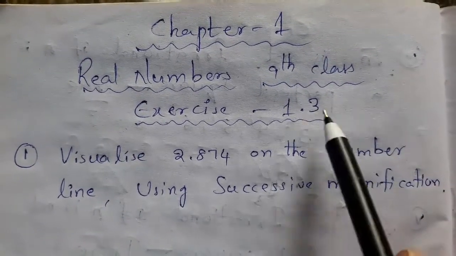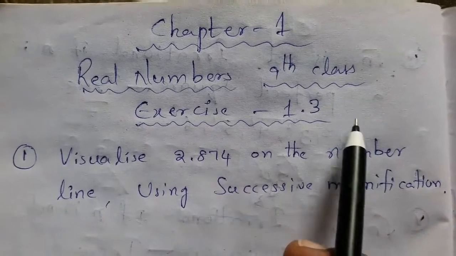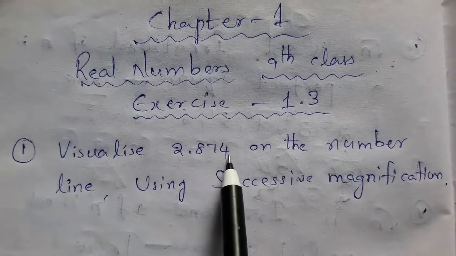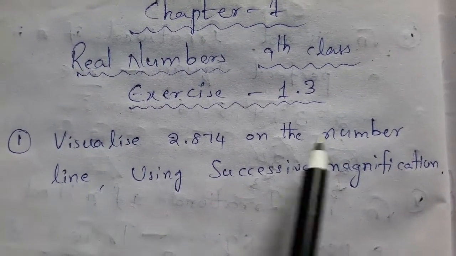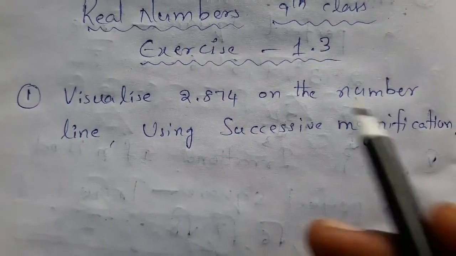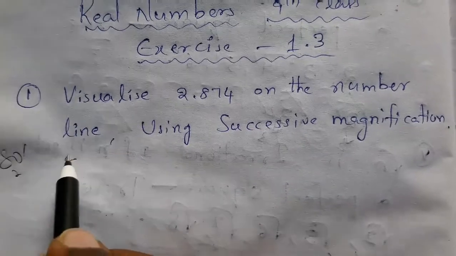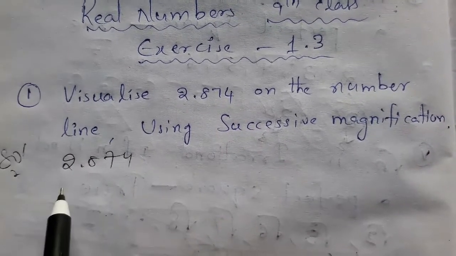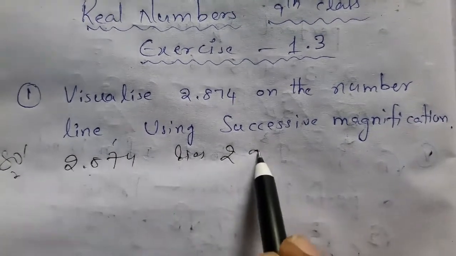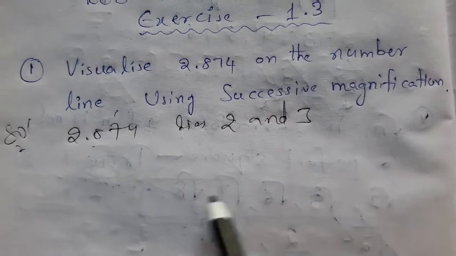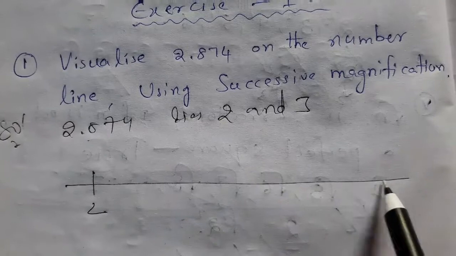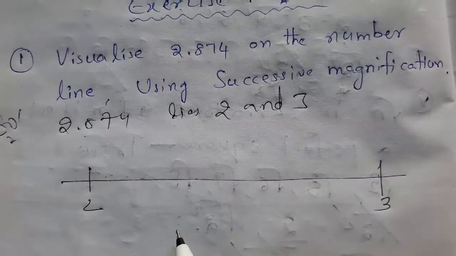Chapter 1, Real Numbers, 9th class, Exercise 1.3. First question: Visualize 2.874 on the number line using successive magnification. So what is the number given as per the solution? 2.874. This number lies exactly in between 2 and 3. So draw a number line and indicate here is 2, and here is 3.